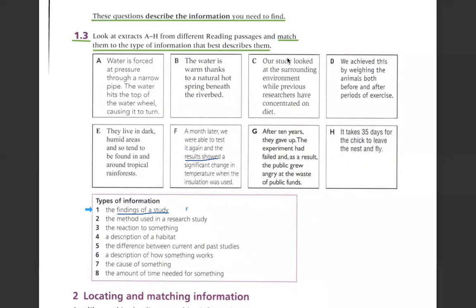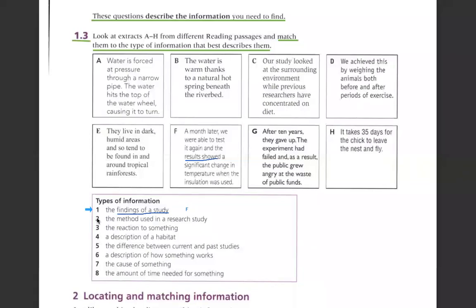A few of you said C. So C says our study looked at the surrounding environment, while previous researchers have concentrated on diet. This doesn't tell you what the result is. It doesn't tell you what information they got at the end of their study. It just tells you what they are studying. Okay, so you may be looking for words like results. Okay, so it's not C. C is just describing what they are studying and what previous scientists did. It doesn't mention any kind of result, what happened at the end.